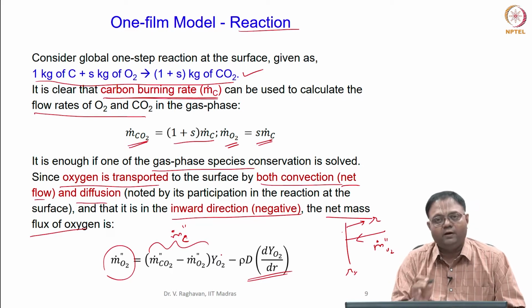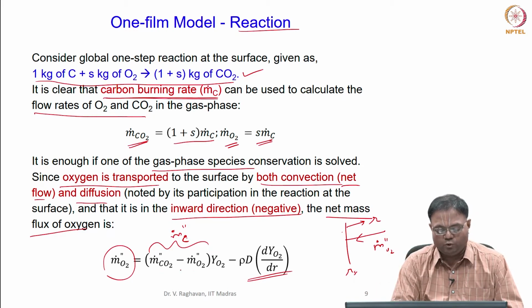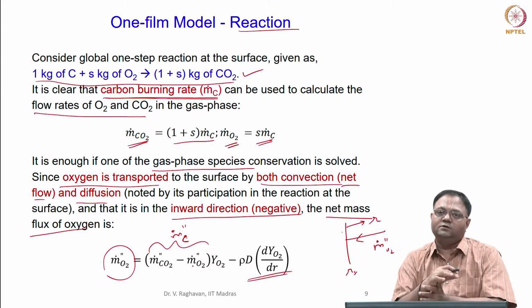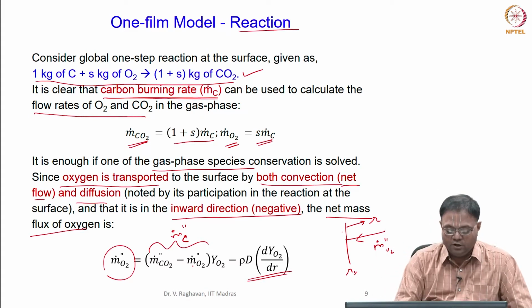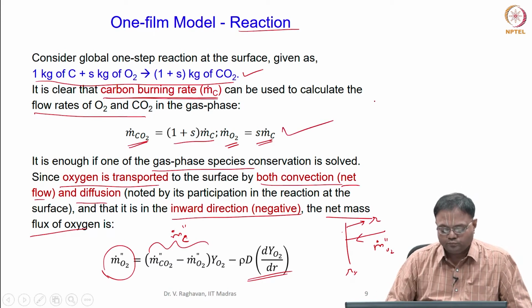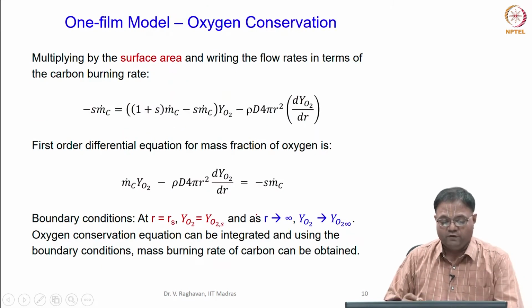The convection will be in the other direction. Okay, this m dot CO2 minus m dot O2, that is the net flow which is in the other direction, in the positive r direction. So this is the net flux. So now we can use this and appropriately take care of the negative and positive signs. I write the conservation equation.